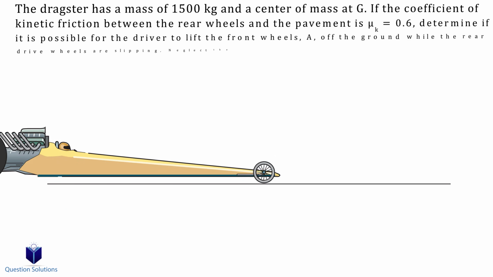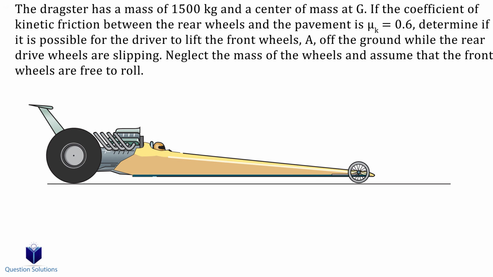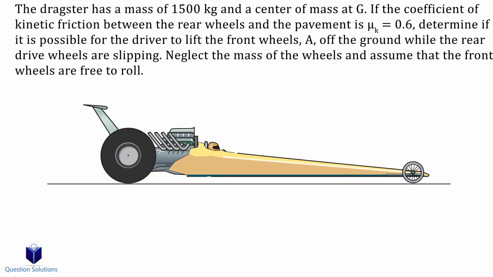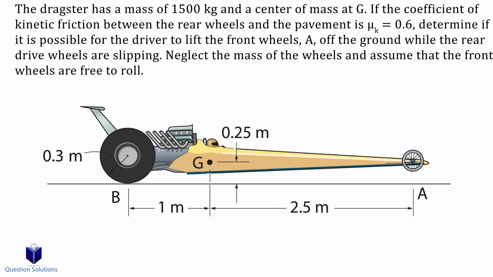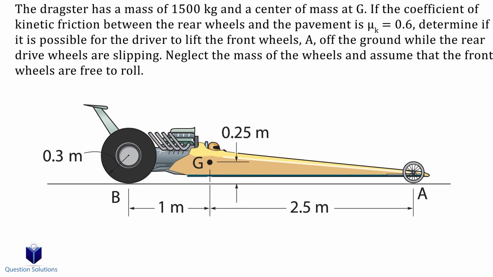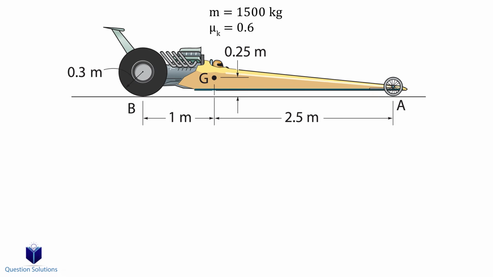Let's take a look at this example where we actually write a moment equation where it's not about the center of mass. So in this question, we need to show if it's possible for the front wheels of the car to lift up while the rear drive wheels are slipping. First, we will draw a free body diagram.